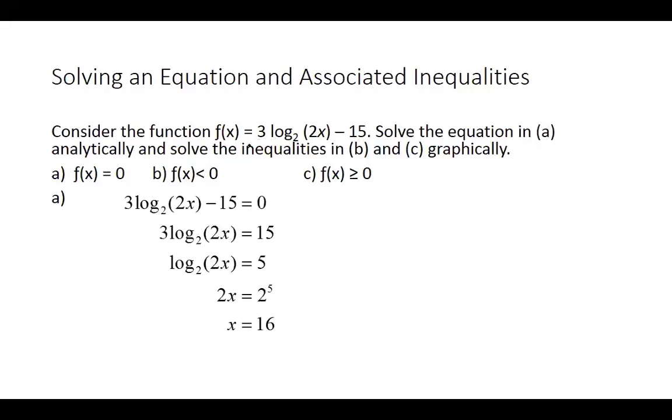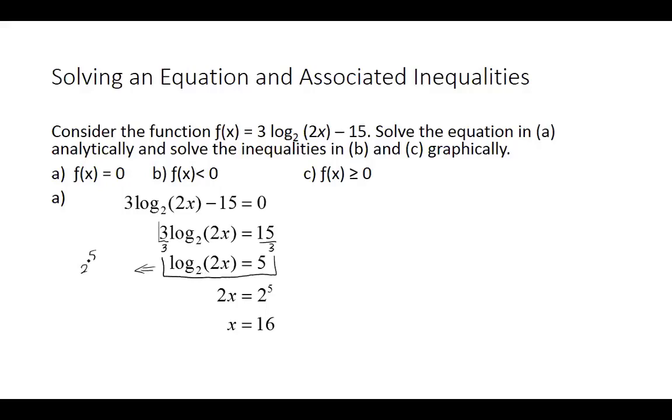For the first part, I have 3 log base 2 of (2x) minus 15 is equal to 0. I can isolate the log and divide both sides by 3. Then I get log base 2 of 2x is equal to 5. Now, in order to solve for this, because on the right-hand side I don't have a log of something, I need to rewrite this in its exponential form. So it would be 2 to the power of 5 is equal to 2x.